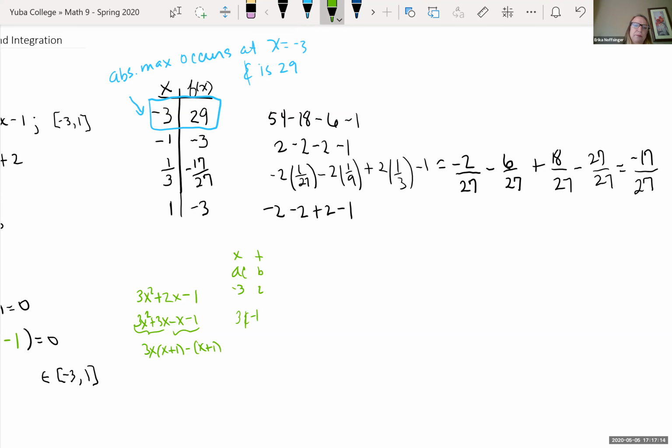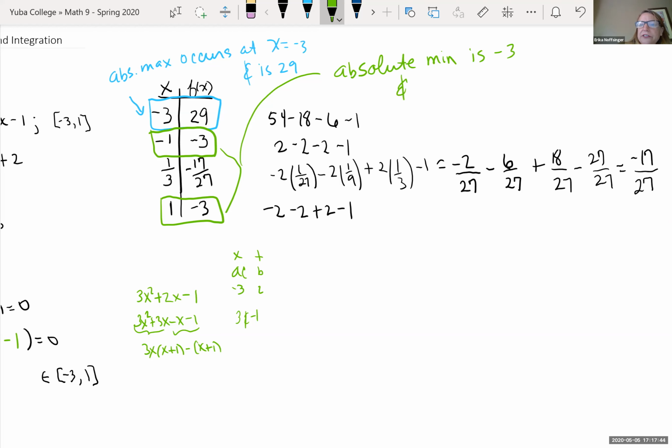So our absolute min, so the smallest y value we get back, is actually negative 3. And there's 2 values which give us a y value of negative 3. So we actually have 2 values which give us absolute min. And so the absolute min is negative 3 and occurs when x equals negative 1 and 3.